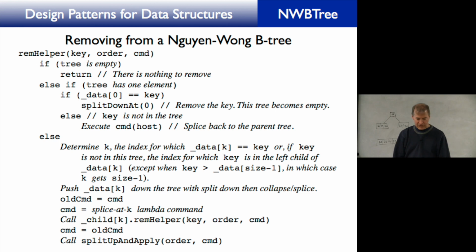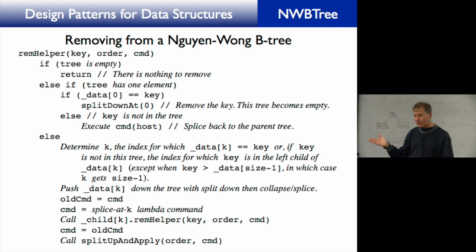Okay, so now what does rem helper do? Remember, we are trying to remove a value, and the strategy is that on our way down, if it's in the tree, we will find it. When we find it, we will continue to push it down all the way down. When we get down to the bottom, if the tree is empty, that means we haven't found it. That means it's not in the tree, so there's nothing to remove. Okay, that's the logic of that.